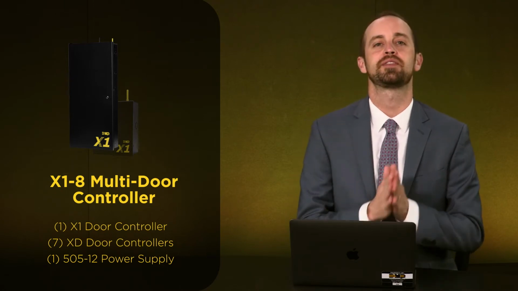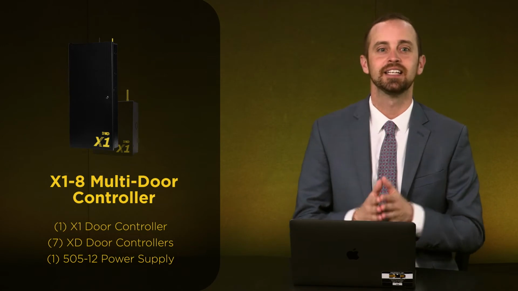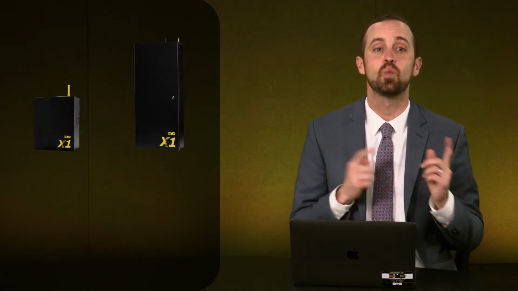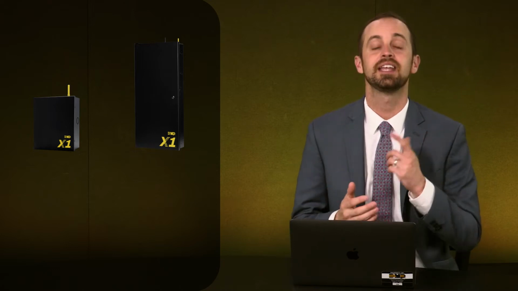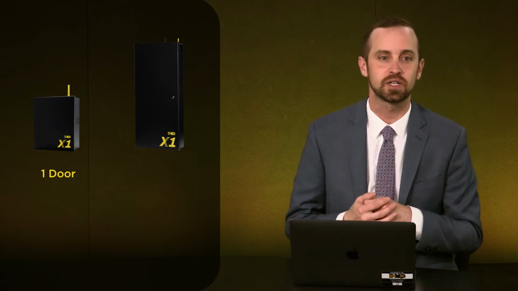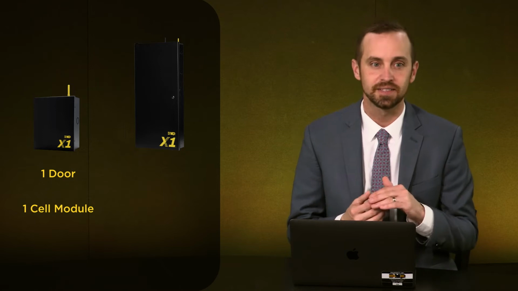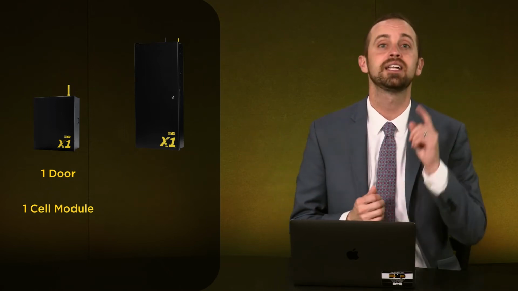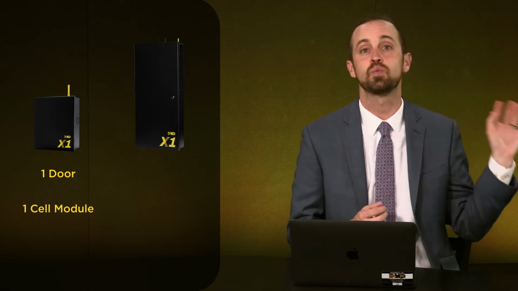So now that we've talked about the X1 and the X18, let's compare the two to help you have a better understanding of when you might want to use one over the other. So again, the X1 is a single door controller. You can add on cell, but in the event that you're going to do cell on multiple doors, remember, you're going to need a cell communicator for each X1 that you install.